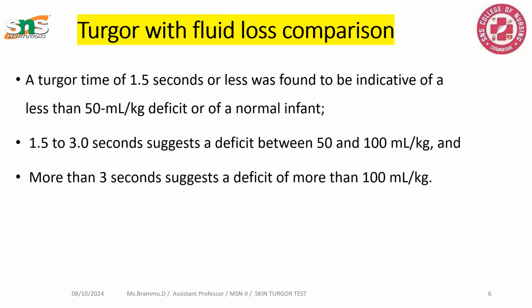Skin turgor with fluid loss comparison. In case the turgor time is around 1.5 seconds or less, it indicates that the infant or normal child can have around 50 ml per kg body weight loss, or water deficiency from the body. And if the return of the skin takes around 3 seconds, then approximately 100 ml per kg is being lost from the child's body. And if it is more than 3 seconds, it indicates that there is more than 100 ml per kg of fluid loss from the body.